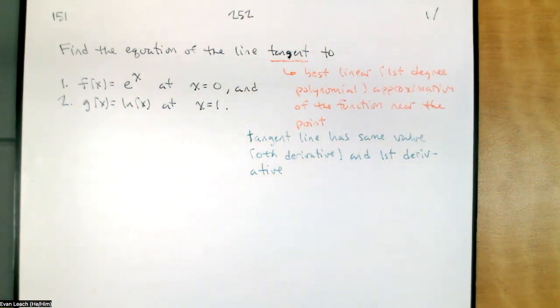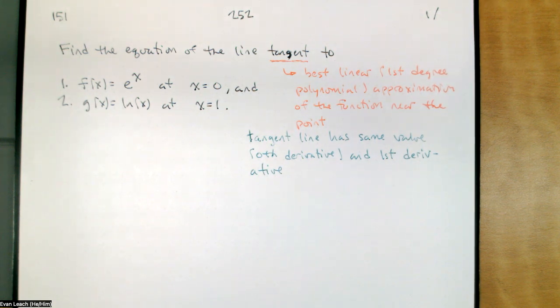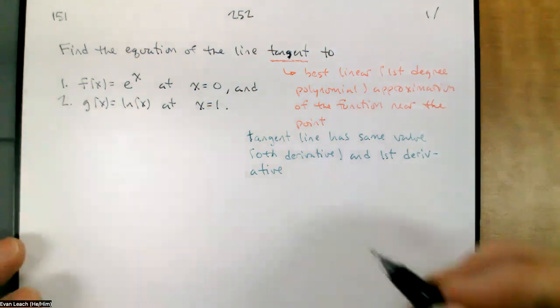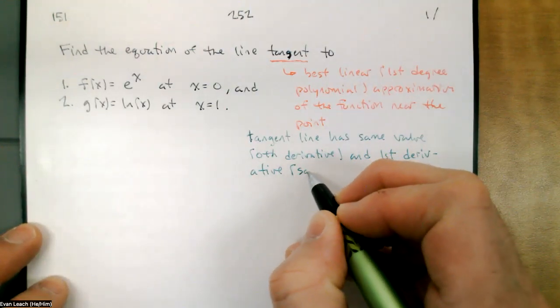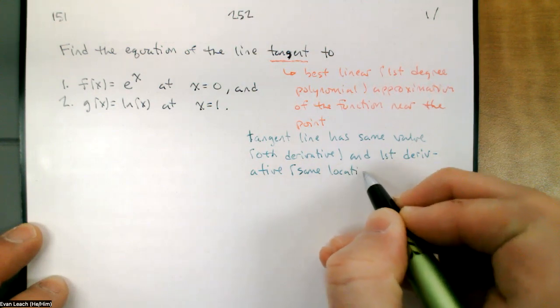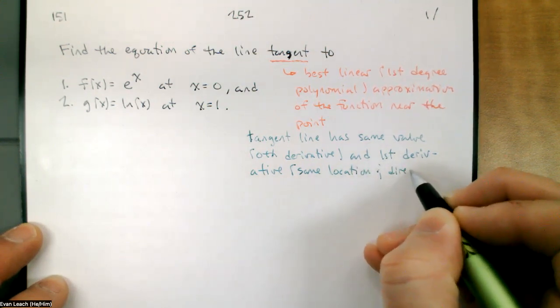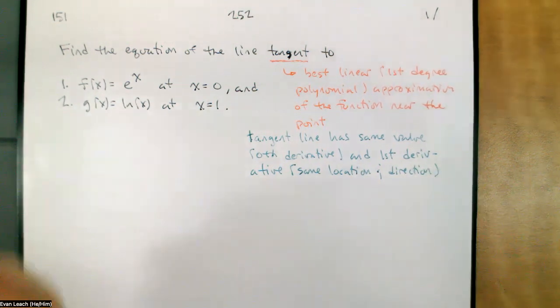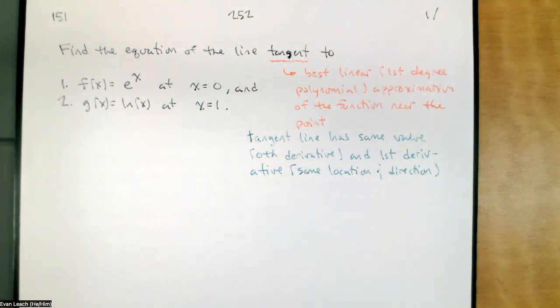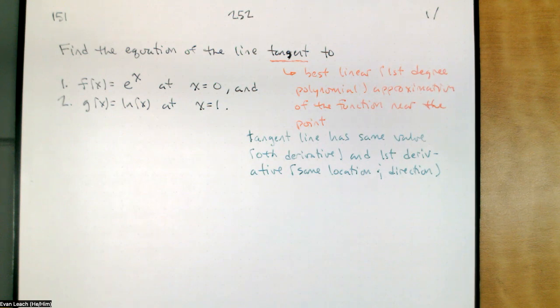This is the concept of the tangent line. It meets the function at the same place, it intersects the function, and it's going in the same direction, same location and same direction. But those are the only two things that we're going to require. Same value and same first derivative, same location, same direction. This is how we build our best linear approximation near a point.